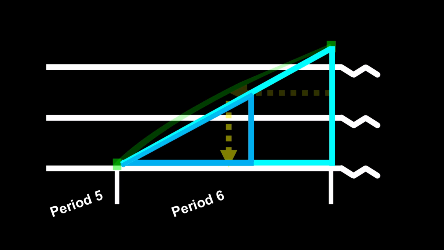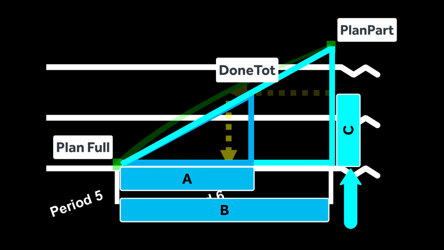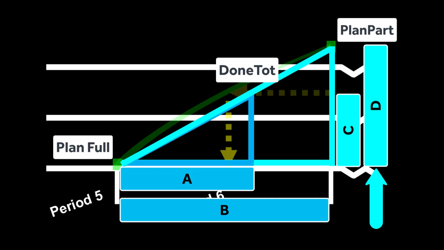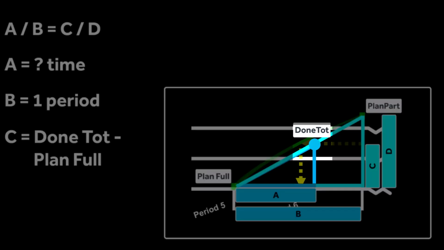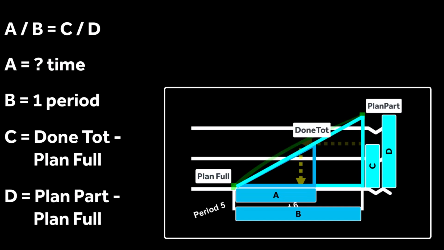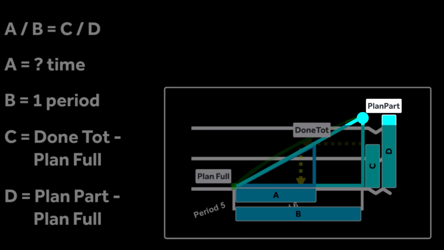Similar triangles have proportional sides, so A is to B as C is to D. In other words, A over B equals C over D. We want to know the time in A. B is the time between periods 5 and 6, that is, 1 period. C is the total count done, less the count planned at the last full period. And D is the planned count at the partial period end, less the planned count at the last full period.